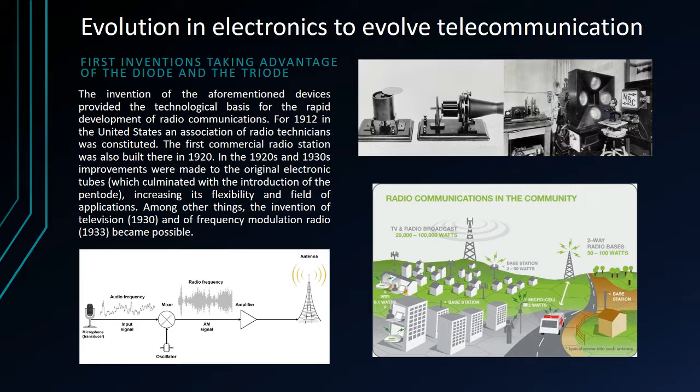In the 1920s and 1930s, improvements were made to the original electronic tubes, which culminated with the introduction of the pentode, increasing its flexibility and field of application. Among other things, the invention of television in 1930 and of frequency modulation radio in 1933 became possible.